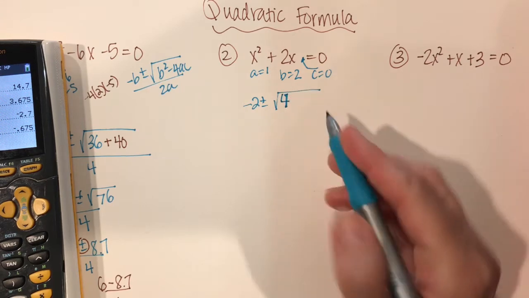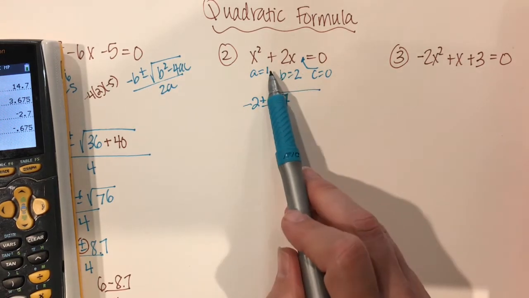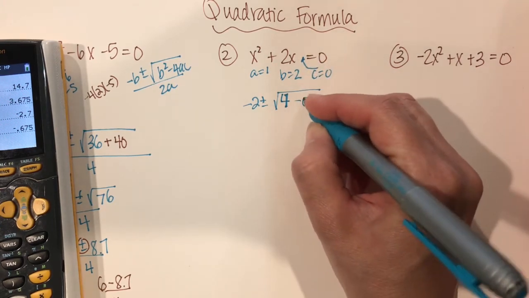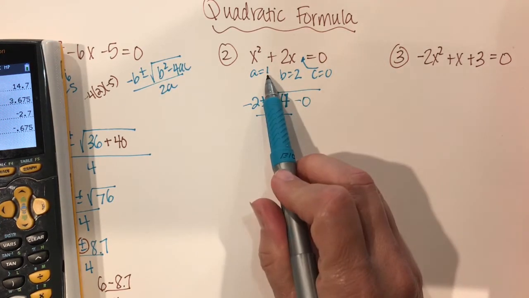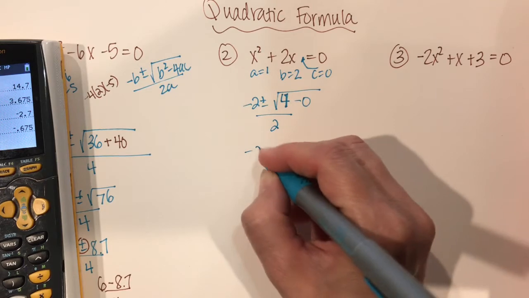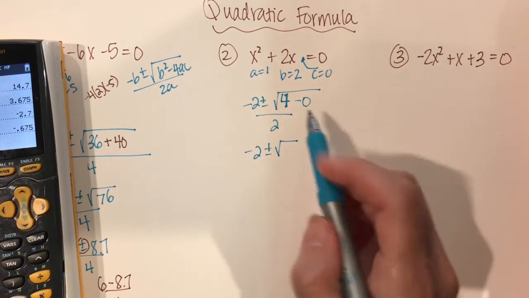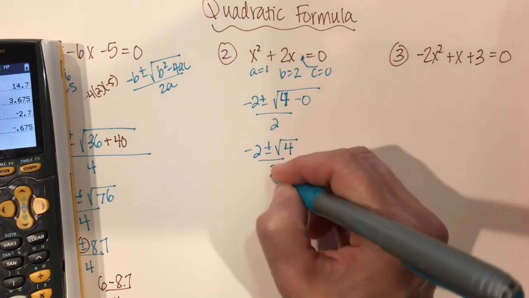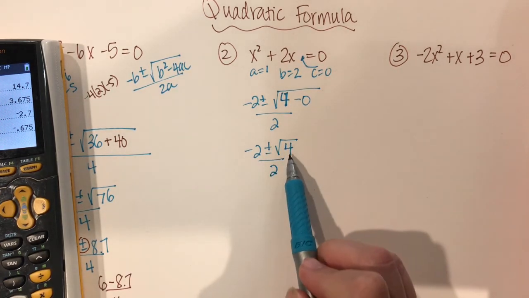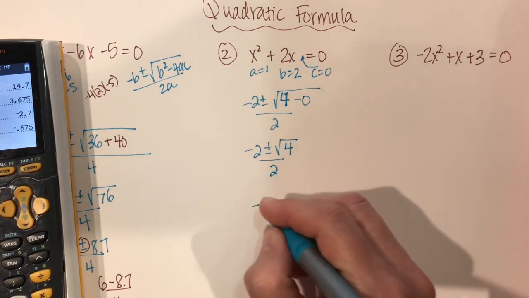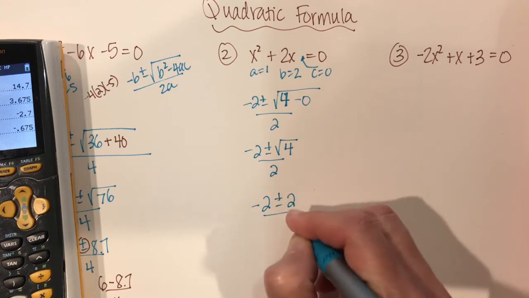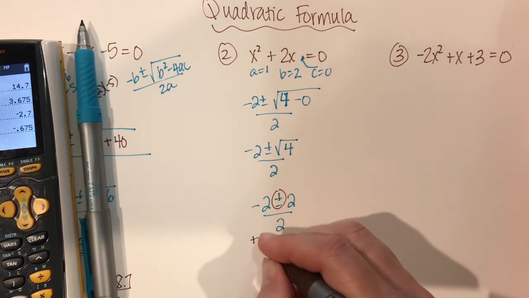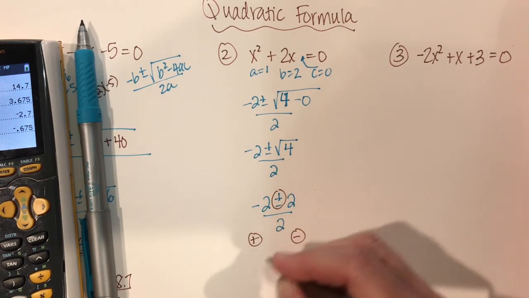Now let's think in our head, what's -4 times A times C? Since there's a 0, it's just going to be 0 all over 2 times A, 2. So -2 plus or minus square root of 4 minus 0 is just 4 divided by 2. You guys know the square root of 4 is 2. So we have -2 plus or minus 2 divided by 2. Lots of 2's there.